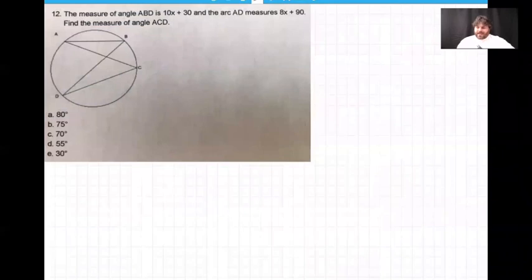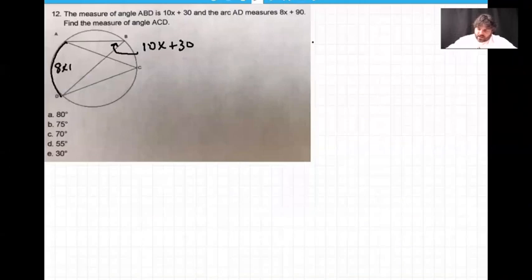All right, the measure of angle ABD is 10x plus 30, and the arc AD measures 8x plus 90. Find the measure of angle ACD. All right, so we've got the measure of angle ABD is 10x plus 30. So where's ABD? That's ABD. So this right here is, I'm going to put a little arrow there, 10x plus 30. And the arc AD, which is this arc here, measures 8x plus 90.